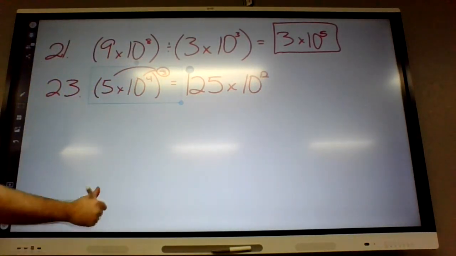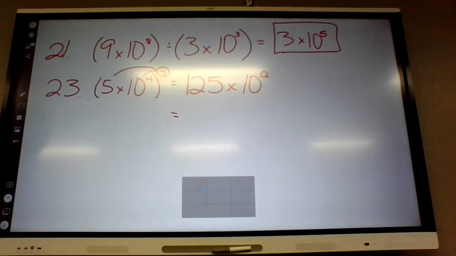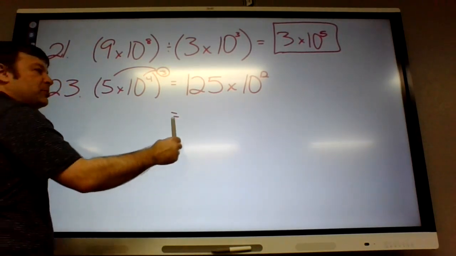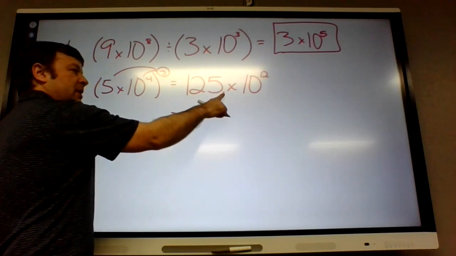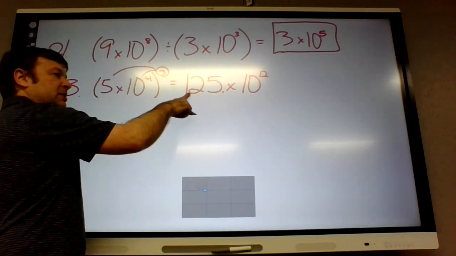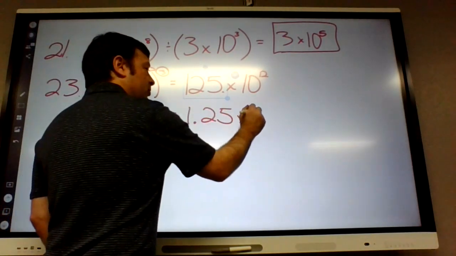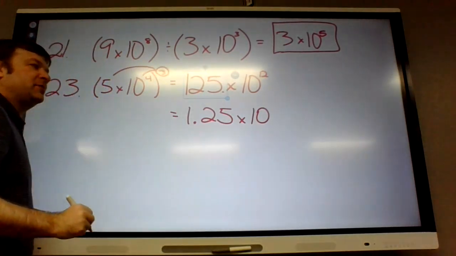Okay. Is this in scientific notation right now? No. The decimal is right here, right now. It's invisible at the end. Where is it supposed to be? After the 1. After the 1. So it's 1.25. Now, when I move the decimal, I change the value, so I have to kind of make up for it.